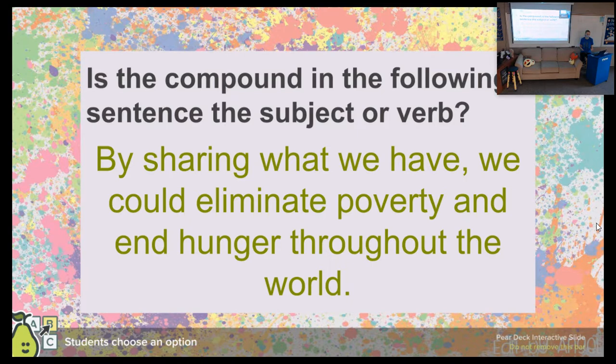What's the verb here? Raise your hand. Okay, eliminate, and it's actually could eliminate. We've got a verb phrase, the helping verb could, and then eliminate is the action verb. So we've got one verb phrase there. Poverty is part of the predicate for that verb, because poverty is the direct object, but again, we haven't learned about that.